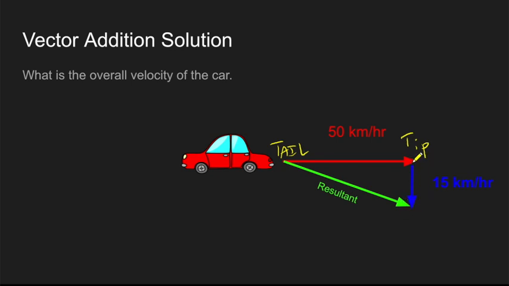The tail of it went to the tip of my original vector, and my car is now going to follow a path that's not the 50 kilometers an hour forward or the 15 kilometers an hour down or perpendicular, but it is going to follow a path that is the resultant. It is the sum combination of my two vectors. So what would that resultant be? Well, that's the fun of vector addition.